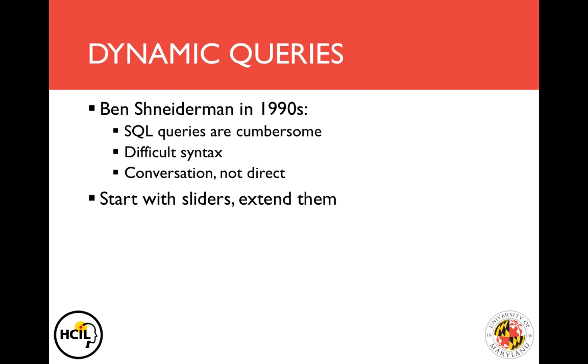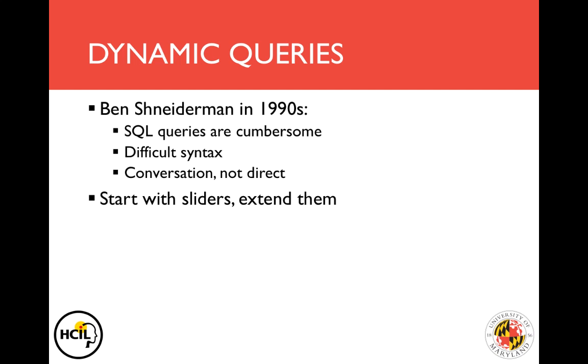Dynamic data or dynamic queries is another way that we can interact with the data a little bit more. Dynamic queries were developed by Ben Shneiderman here at the University of Maryland in the 1990s. And the idea is that data tables are something that we're used to in databases, but if you want to query a database, you have to write essentially SQL queries. You certainly did then, and that's difficult syntax, and it's really slow, and if you have a bunch of queries you want to do, you have to make a bunch of SQL queries.